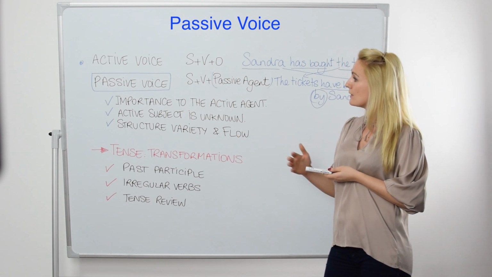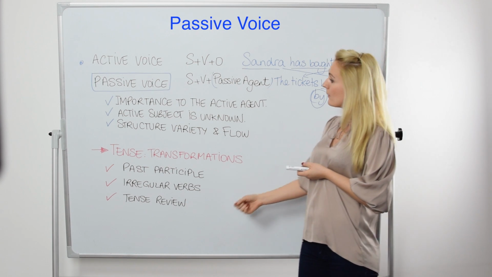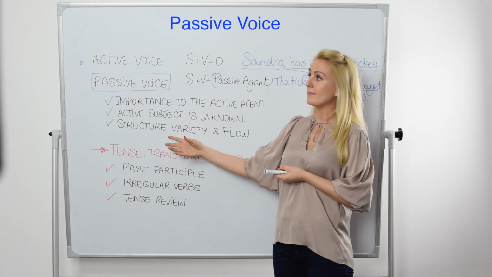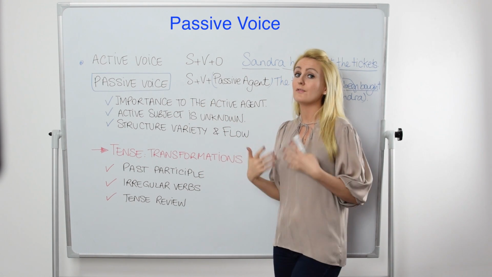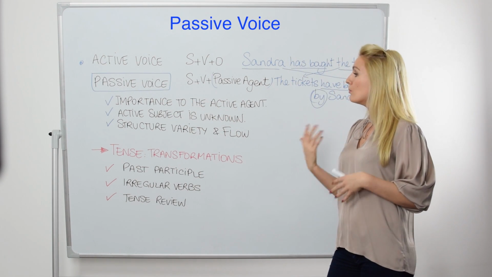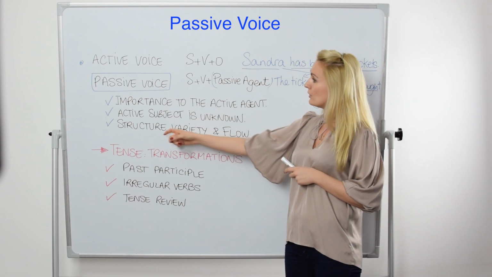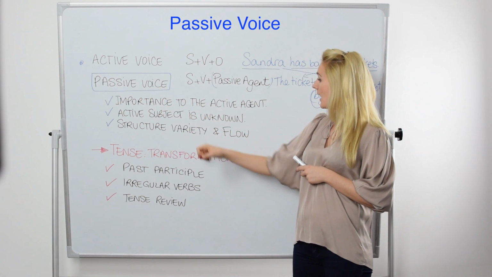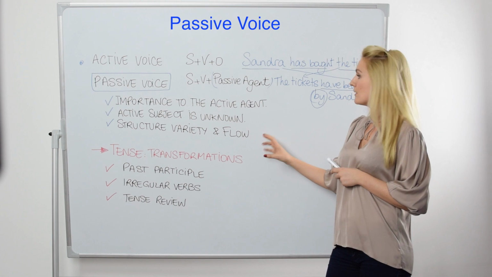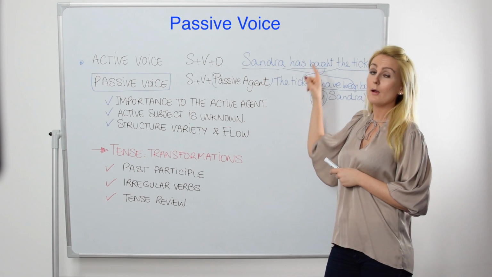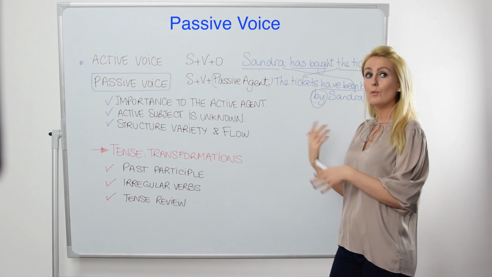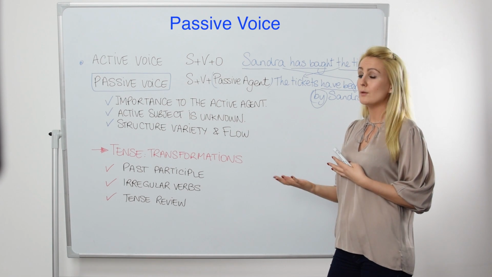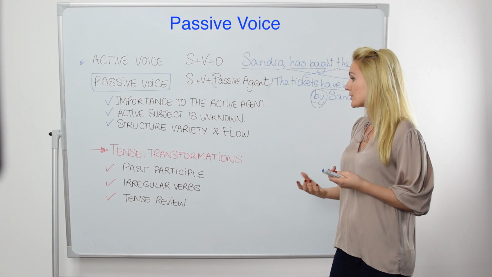And finally, when do I use the passive voice? I use it simply when I want structure variety. As we said before, the active voice is what I will use quite naturally, so it's very common. So if I want more variety, I will then use this passive voice. And I'll also use it for flow. So if I want to take the object from my previous sentence and transform it into my subject, it will give more flow to my written work or my speech.